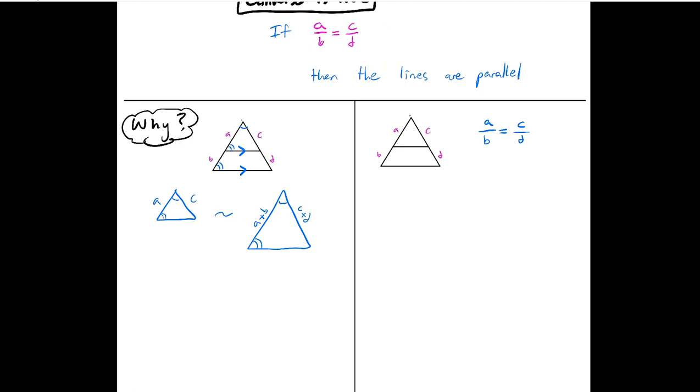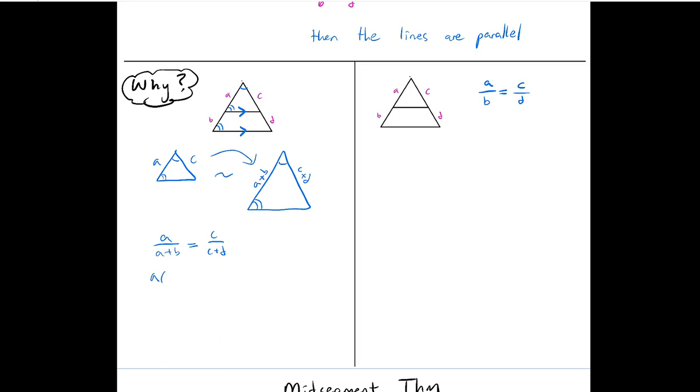And so what we already had, just from them being similar by AA, is that they're proportional. So A is to A plus B, the same ratio as C is to C plus D. Okay, well then we could just solve for this. So cross multiply, and we get A times C plus D is the same as C times A plus B. Let's solve this a little bit. We get AC plus AD equals AC plus BC. I just wrote them alphabetically. But look, we have the same AC on both sides. So let's subtract AC and we get AD equals BC.